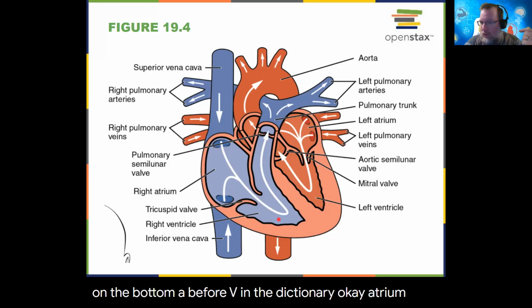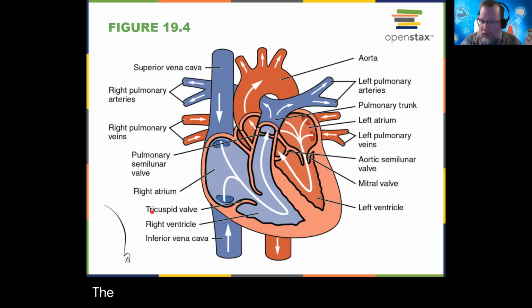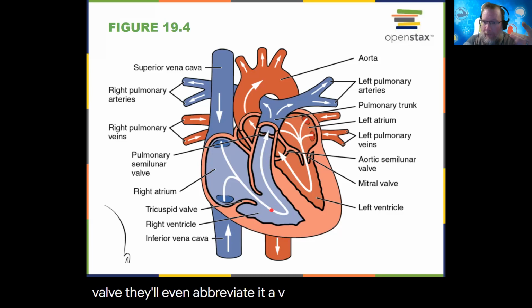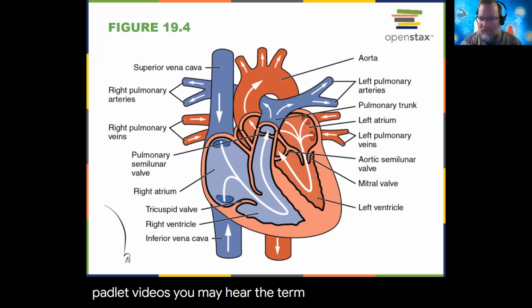Okay. Atrium, ventricle. Now, we already looked at the valve that separates or distinguishes the atrium from the ventricle, specifically the right atrium from the right ventricle, calling it the tricuspid valve. All right. We can also call this the right atrioventricular valve. They'll even abbreviate it AV valve. So when you guys start working on some of your assignments, when you start doing your readings, when you watch any of your Padlet videos, you may hear the term AV valve or atrioventricular valve. That is simply the valve between the atrium and the ventricle. It's actually at least as descriptive as tricuspid valve.